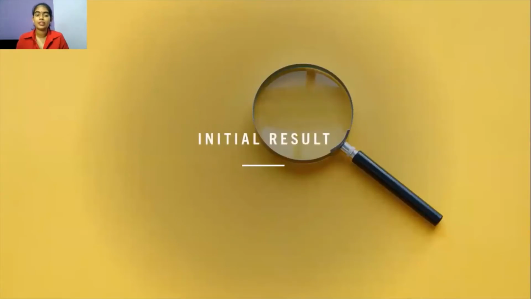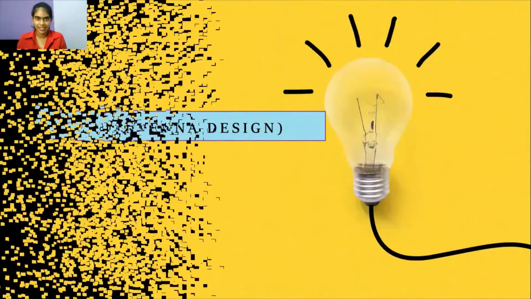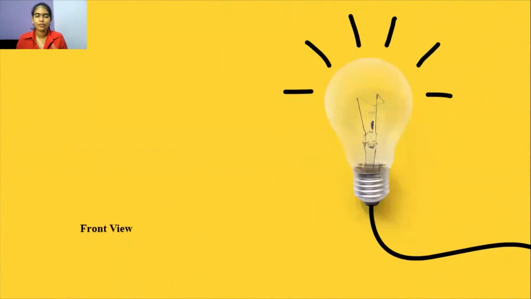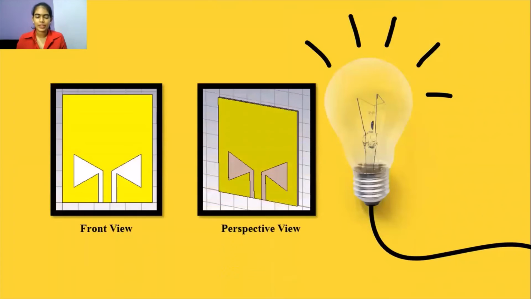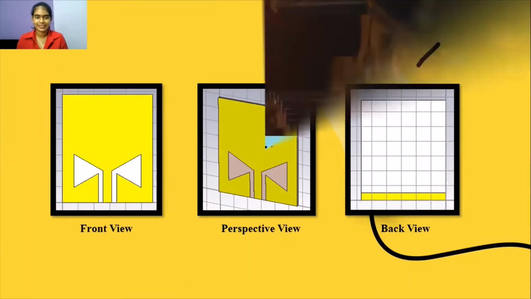Let's look at the initial result. First is the antenna design. Front view, perspective view, back view. These are the views from the CST software of the microstrip slot bow tie antenna design.